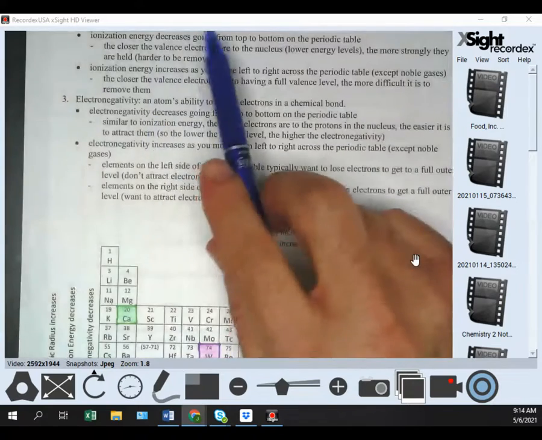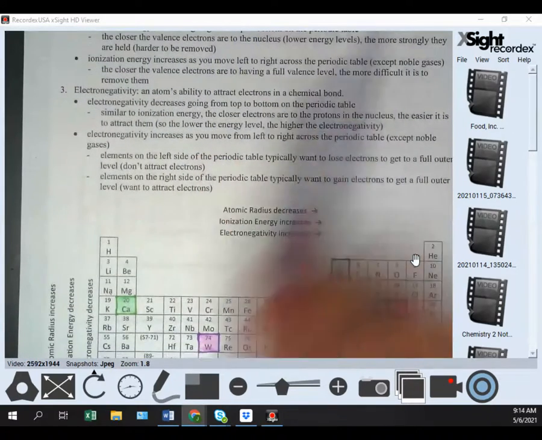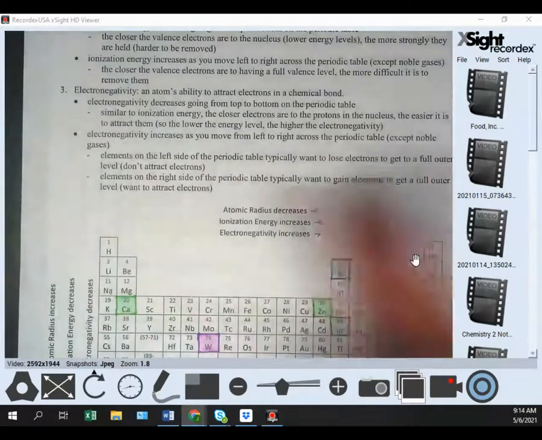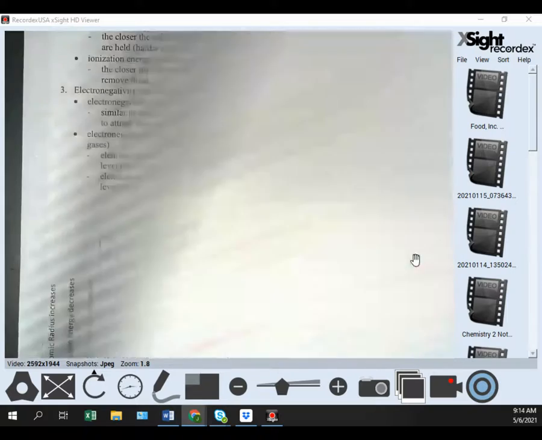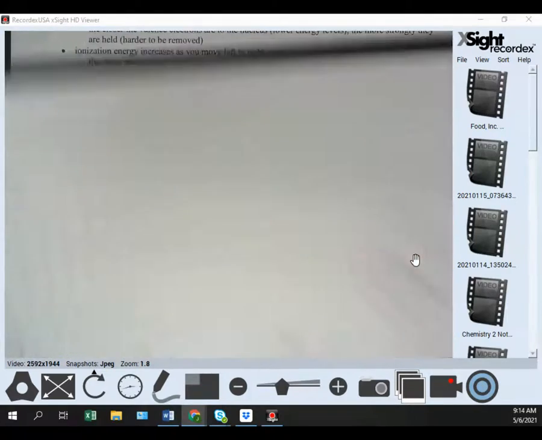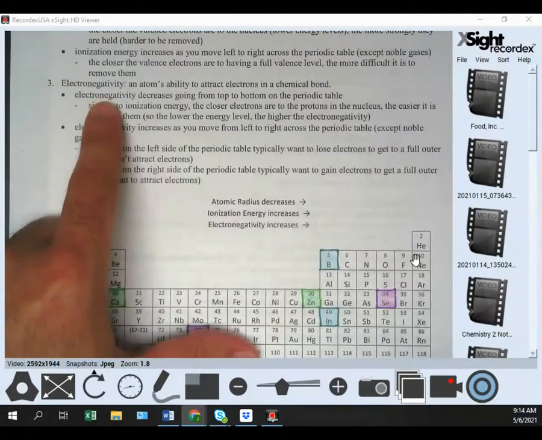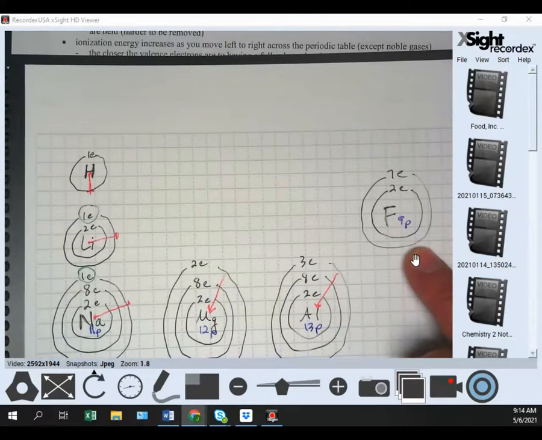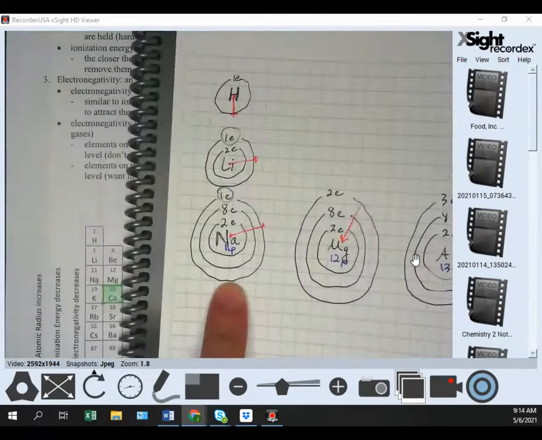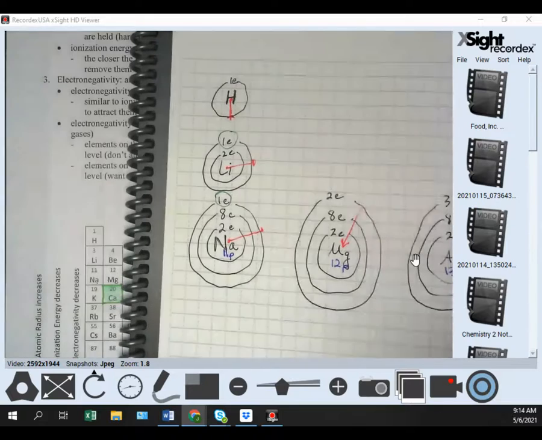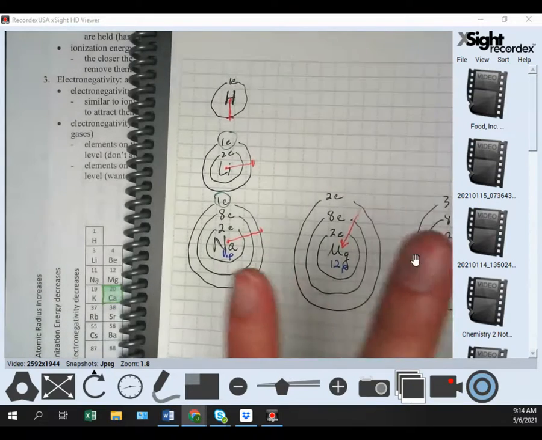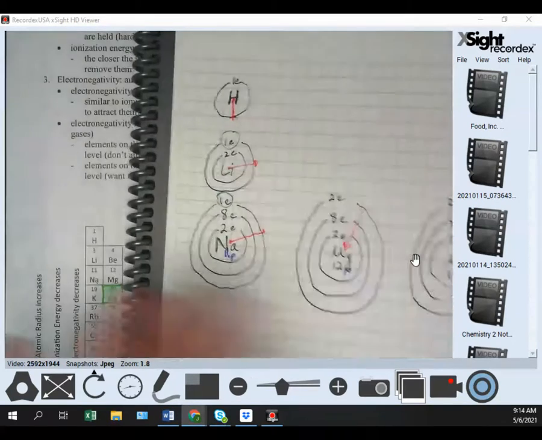So electronegativity is going to be a lot like ionization energy, because as you go left to right, they're getting fuller outer levels, which means they really want to gain electrons when they get over here. Just like we said with fluorine, it doesn't want to lose, it really wants to gain. So the electronegativity, the ability to attract electrons, for fluorine is going to be really high. Now, something like sodium, which only has one, is trying to get rid of that one. So it's going to have a low electronegativity. It doesn't want to attract more. It wants to get rid of them.